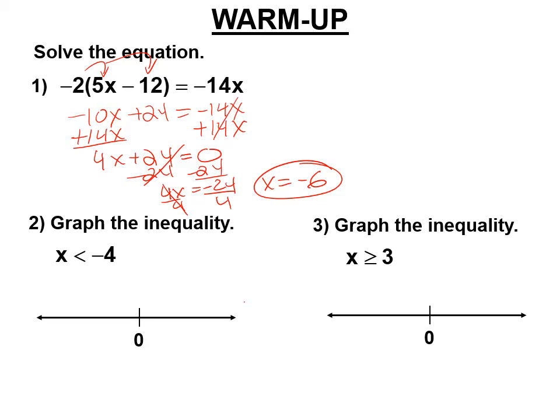Let's remind everyone about yesterday. That's x is less than negative 4. So 1, 2, 3, negative 4, not equal to negative 4, open circle, and all the numbers that are less than negative 4. X is greater than or equal to 3. 1, 2, 3. Now it can equal 3, so we're closing in that circle, and the number is greater than 3 or that way.